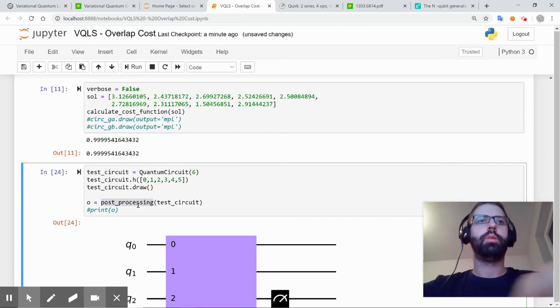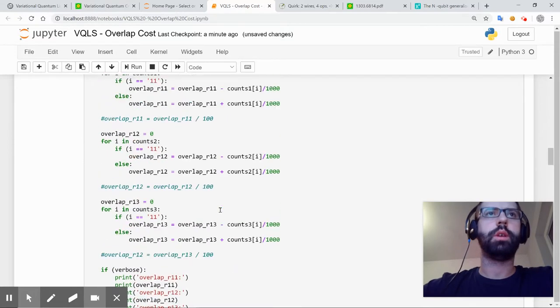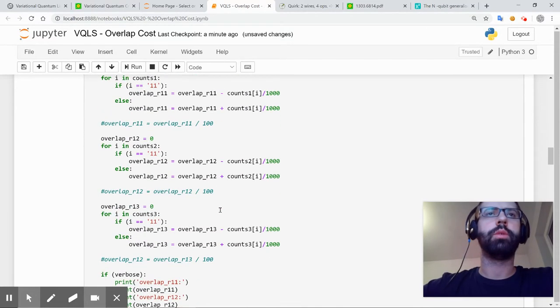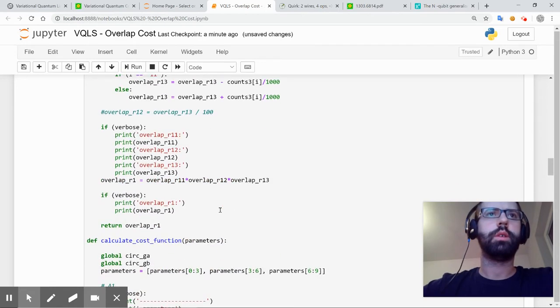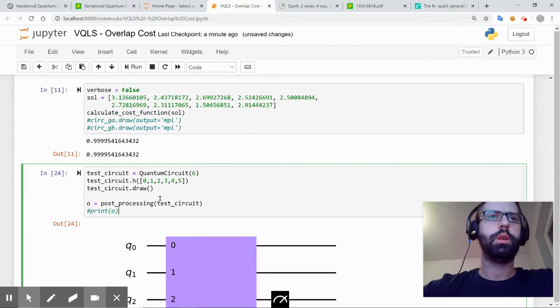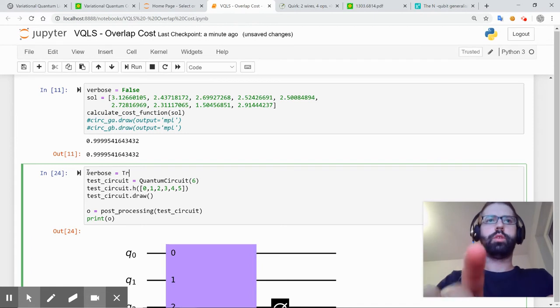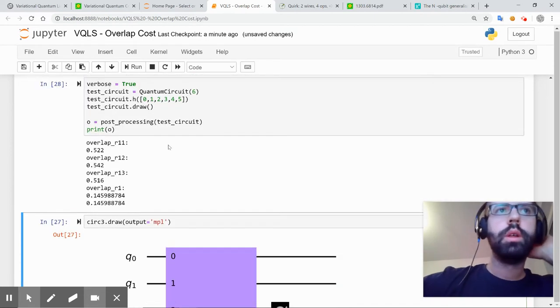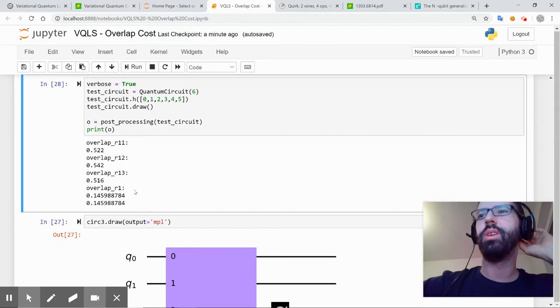So, processing. What am I doing wrong? So why is it like 0.12? Let's go verbose, okay? So verbose equals true. Okay, so the overlaps are 0.5, 0.5, 0.5. That's weird.